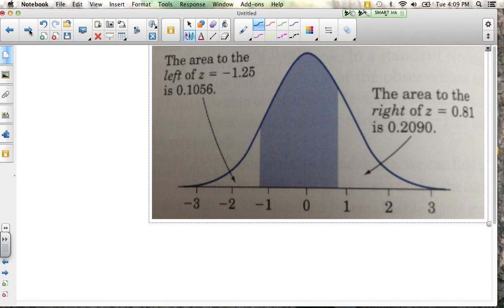What we're going to cover tomorrow is how you find an area between two standard deviations. All right, and we'll cover that tomorrow.